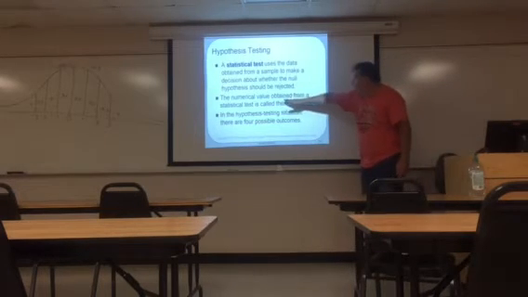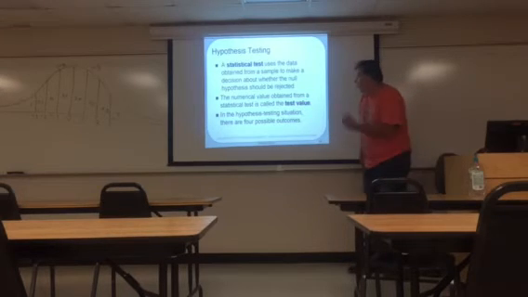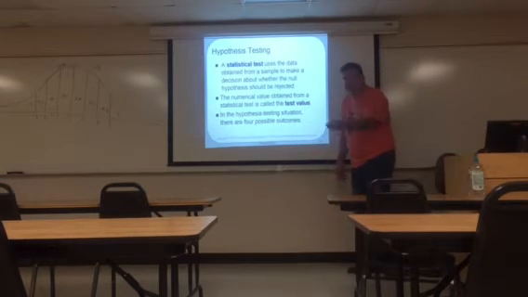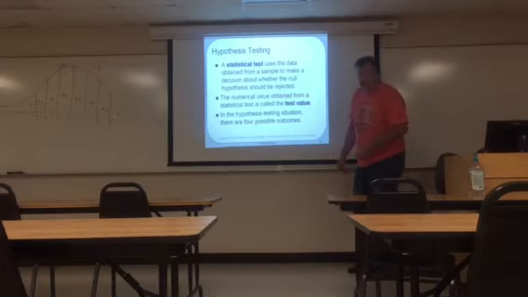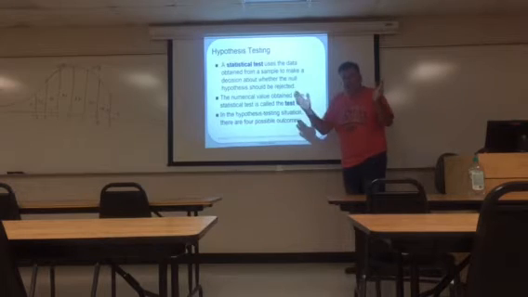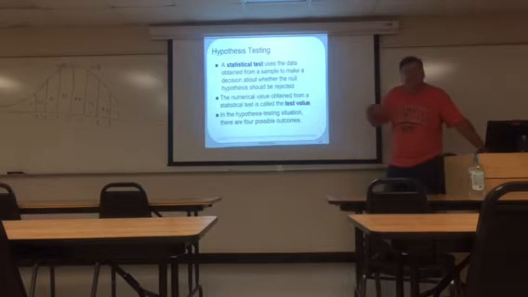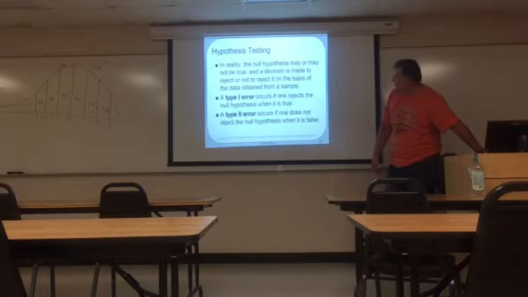The numerical value obtained from a statistical test is called the test value. It could be a z value, a t value, an f value for the ANOVA, or a chi-square value. Or we could be looking at regression analysis using a y variable and an x variable, and we can be looking at relationships between variables. And then we can make some predictions in the future about those.